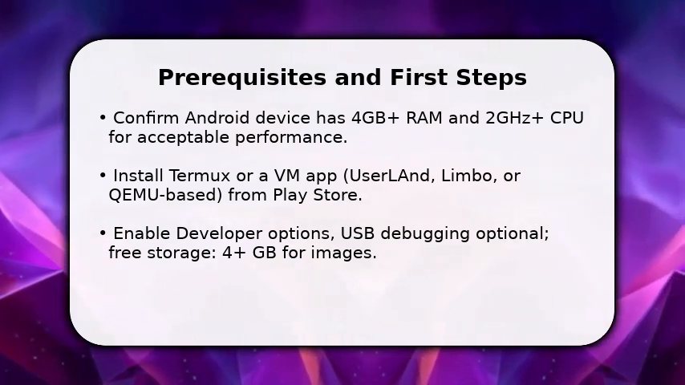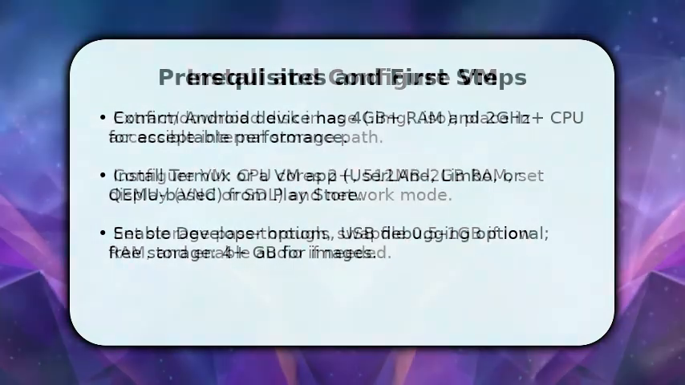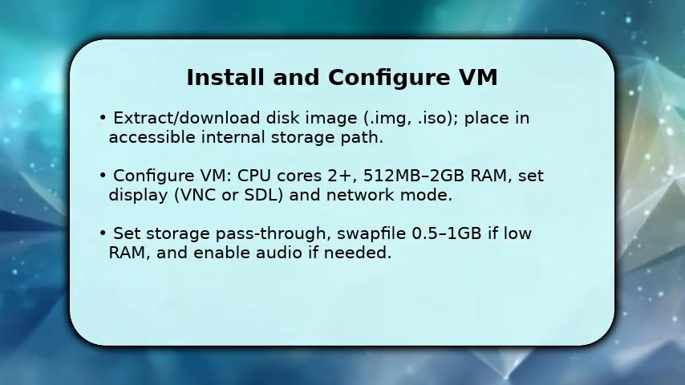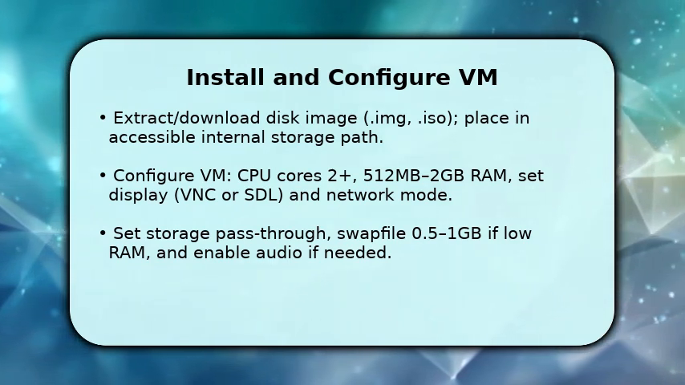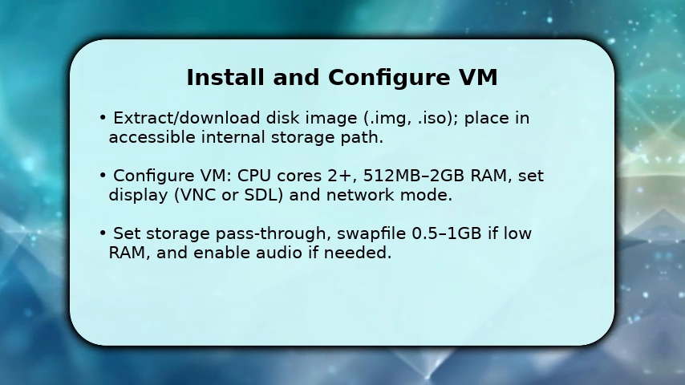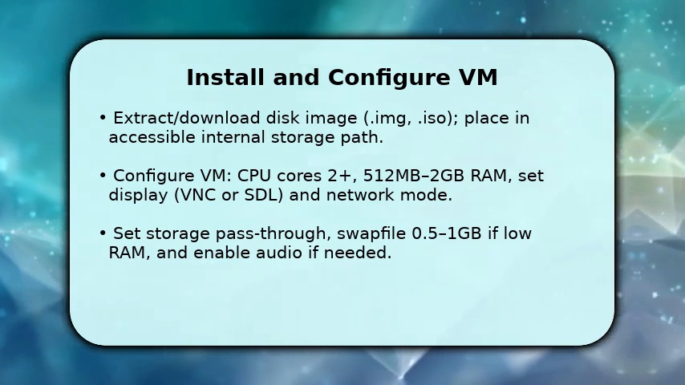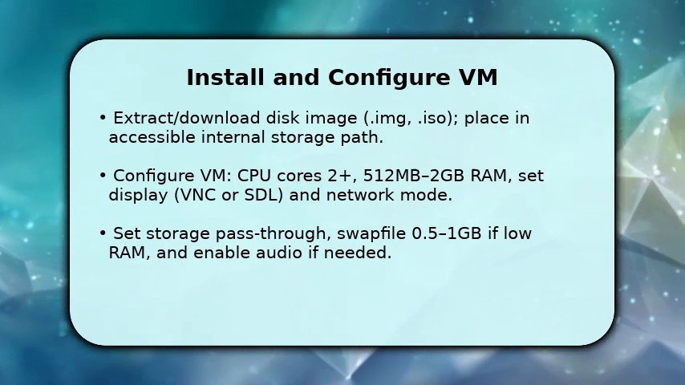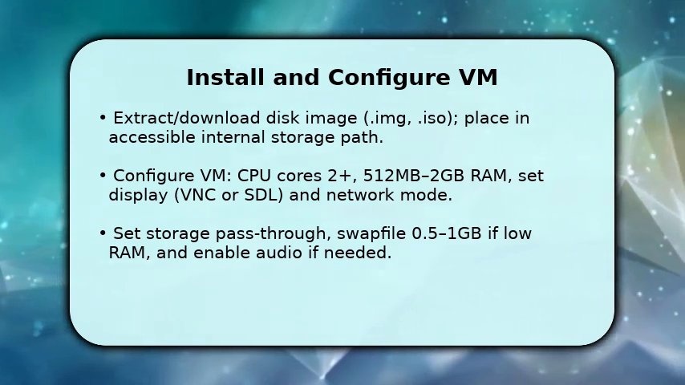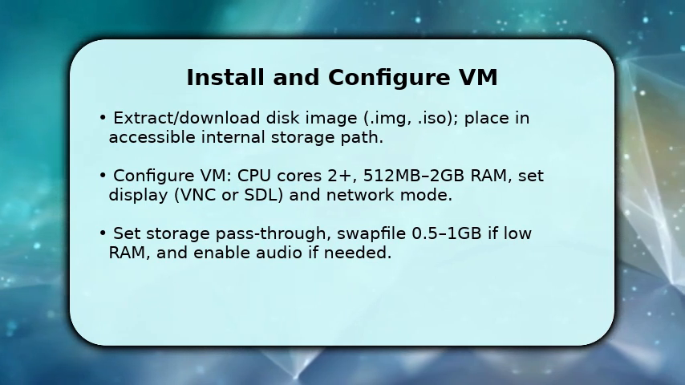Now you configure the VM engine and attach the disk image. Choose CPU cores and RAM to balance speed and stability. For graphical access, pick VNC or SDL and set a sensible display resolution such as 1280 x 720 to reduce GPU load. Configure network as bridged or NAT depending on how you want connectivity.